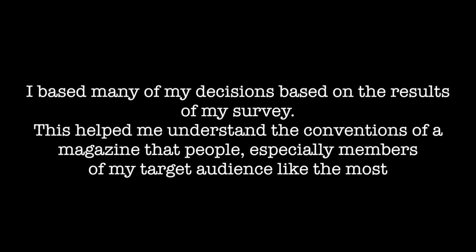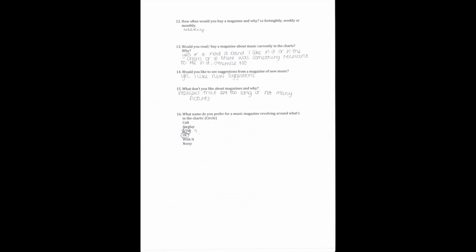I based many of the decisions made on the results of my reader survey. This was a survey that asked what people liked in magazines. This helped me understand the conventions of a magazine that people, especially members of my target audience, like the most. This included conventions like the cover lines, the photos, the colours, and how much it would cost. These are examples of my questionnaires. I also asked what name they would prefer so that I could make sure that it definitely appealed to my audience. I think knowing my audience preferences really helped me improve from my preliminary.